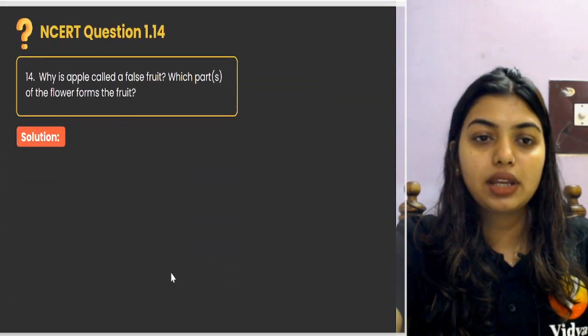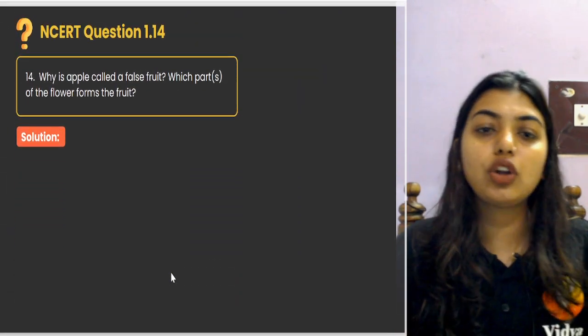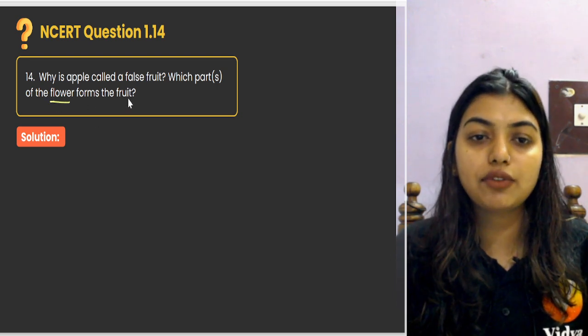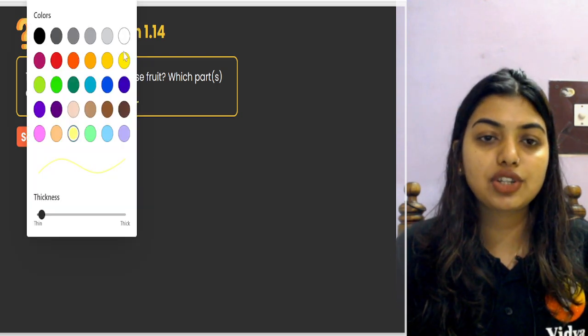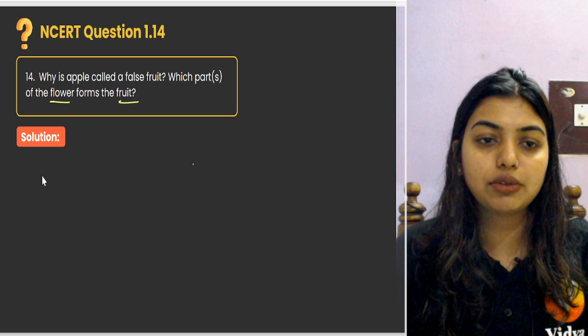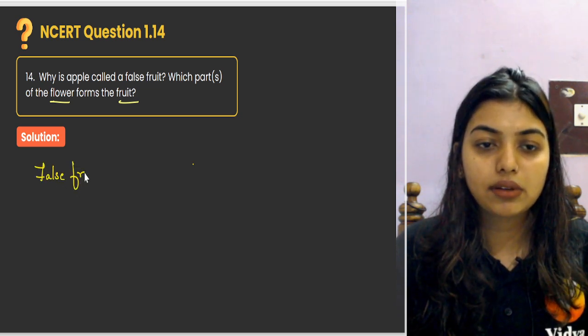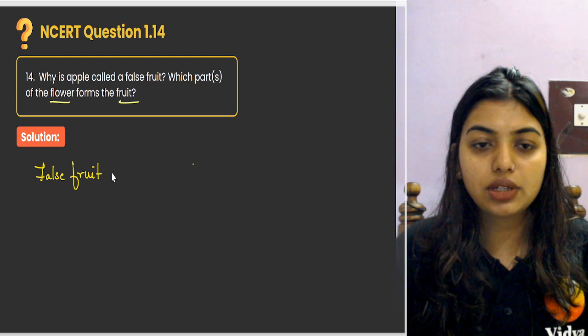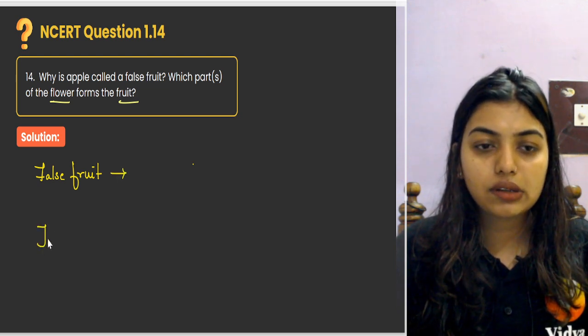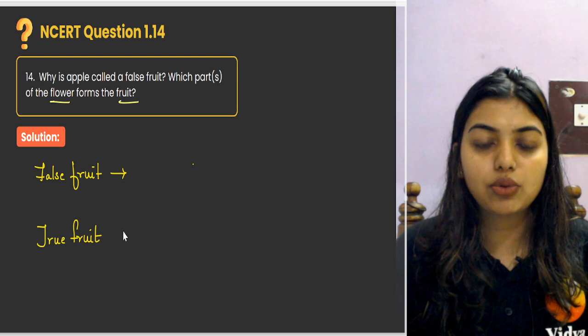Okay, clear? Now, why is apple called false fruit? Which part of the flower forms the fruit? Very simple definition, students, for false. This is the last question that we'll be doing. Okay, false fruit and true fruit. How do I differentiate, ma'am? Right, this question you will have, ma'am, how do I differentiate?